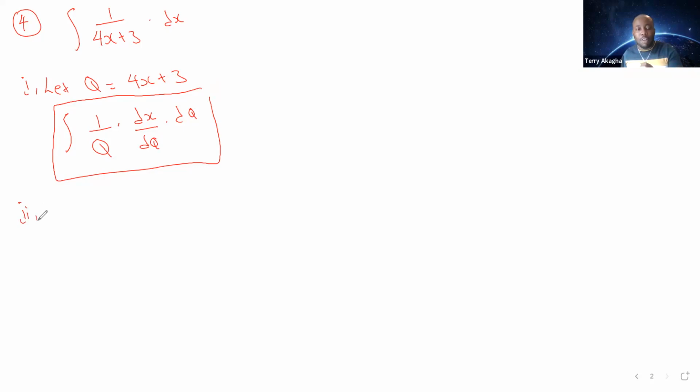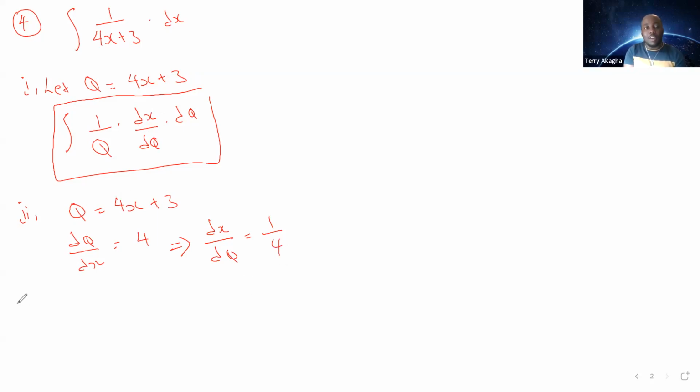So the next step, remember I told you, is that you need to differentiate the linear function separately, and you now find dx over dq. The linear function we have is q is equal to 4x plus 3, right? So dq over dx is going to give you 4. But as usual, we're not looking for dq over dx. We're looking for dx over dq. So dx over dq is going to give you 1 over 4.